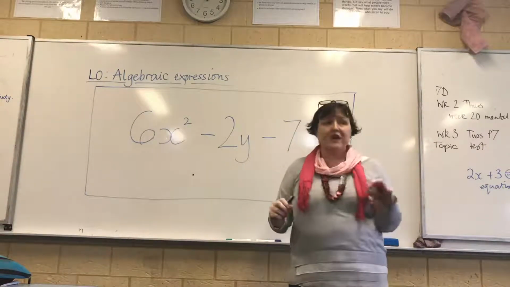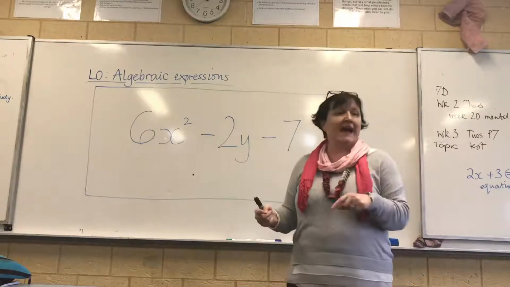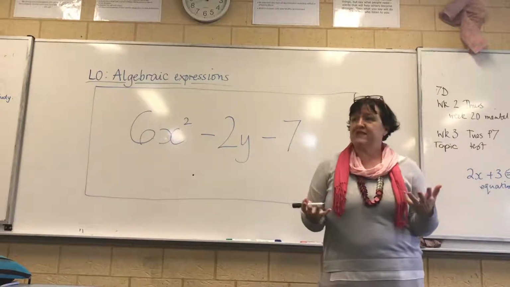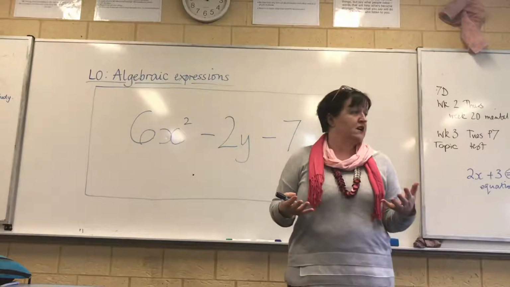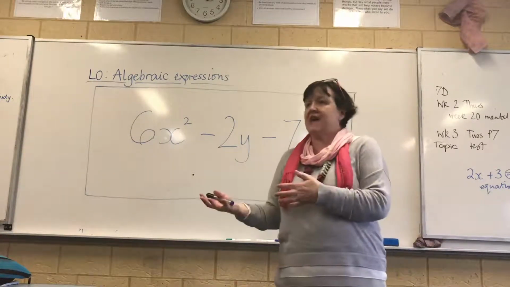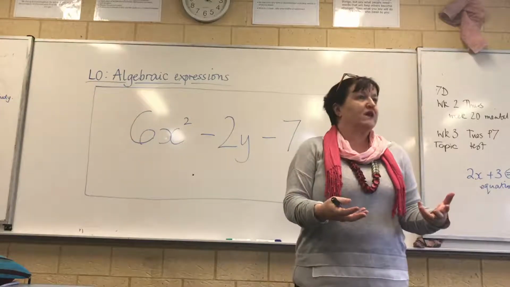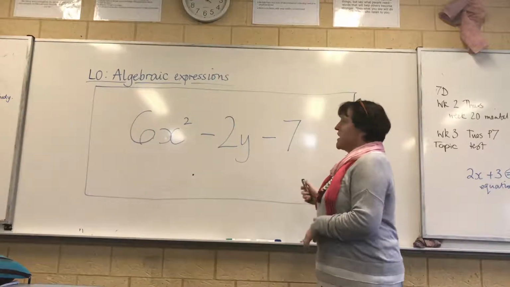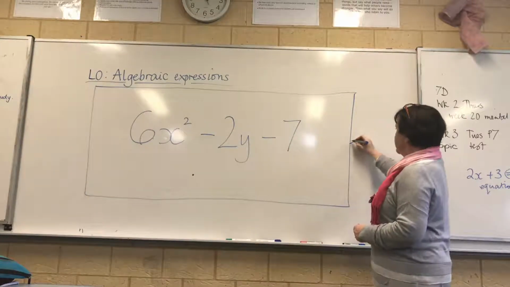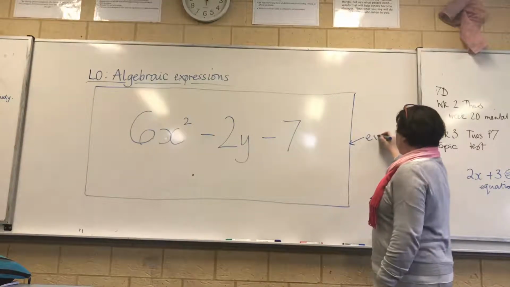Okay? It's not an equation because it doesn't have an equal sign. So if you are presented with something that doesn't have an equal sign, it's called an expression. If you've got something like 2x plus 7 equals 10, that's an equation because it's got an equal sign. So first of all, the whole thing then is the expression. So let's write that here.